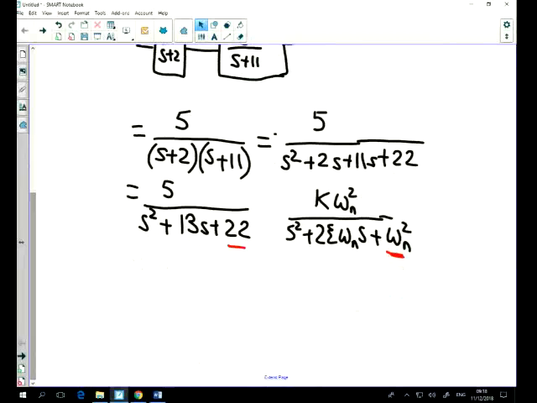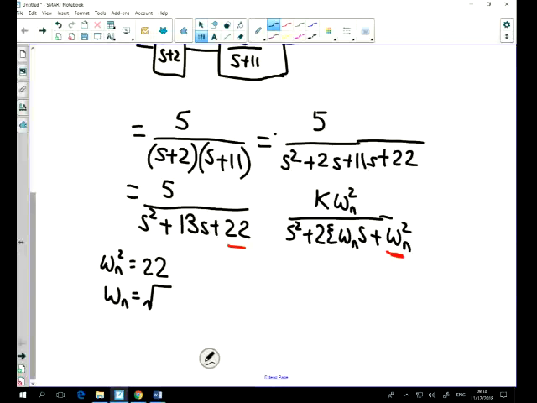Okay, and then, so we just want to relate the terms together, so we'd have that omega n squared equals 22. So omega n is obviously going to be the square root of 22. Okay, square root of both sides. Hopefully that will give us the right answer. So that gives us 4.69.